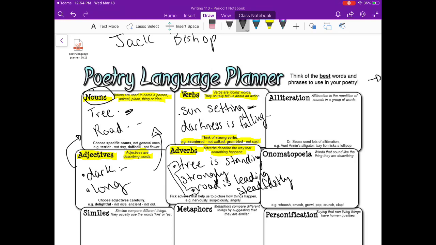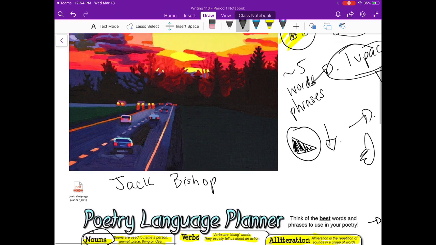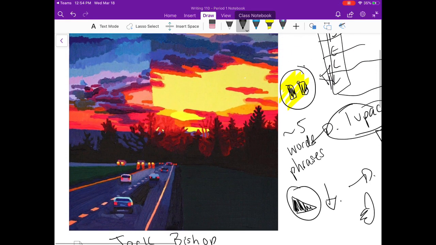Now, think about how we can describe things using alliteration. Now, alliteration is the repetition of sounds in a group of words. For example, Annie's alligator, lazy lion licks a lollipop. We're going to try to describe this picture using alliteration. So I'll give you an example, and I'm going to see if you can come up with at least one for me. Okay? So if I go back to this picture, alliteration.